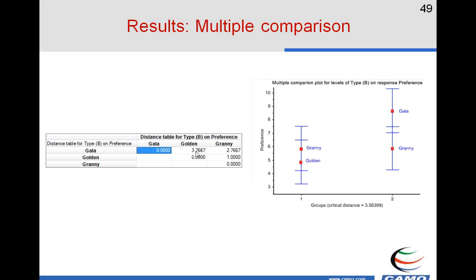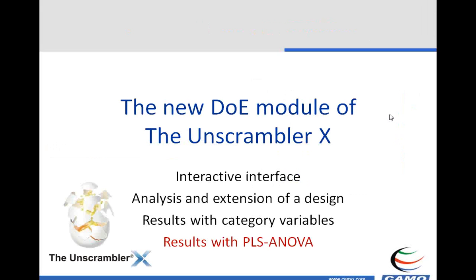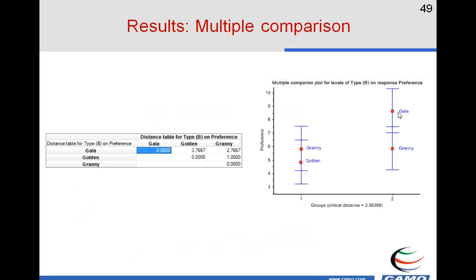So here I have a value that is higher than 3.56, which means that Gala and Golden don't have the same type of effect. However, Gala and Granny, the difference is only 2.7. So it means that they have a similar effect according to this critical distance. So they will be in the same group. And Golden and Granny only have a difference of 1, which means that they also will be in the same group. So in terms of groups, we have 2 groups. We have Golden and Granny together, and Granny and Gala together. But those 2 groups are separated. So if you want to increase the preference of the people, you should definitely take a Gala apple.